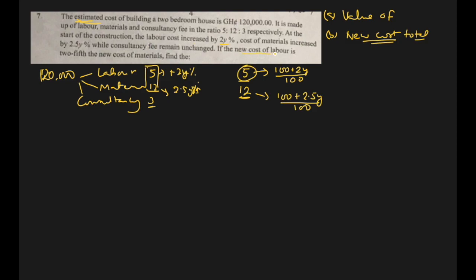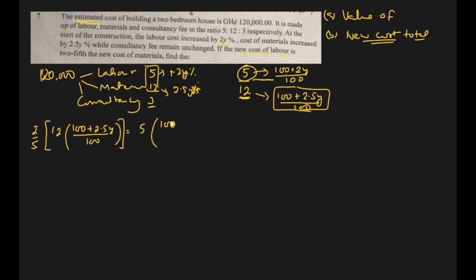And they're saying the new cost of labor is 2/5 of the materials. So this increased, right, of 12. So let's write 12 multiplied by 100 plus 2.5y over 100. This is 2/5 of the, okay, sorry, 2/5 of this. 2/5 of this is the new rate of labor. That's what it's saying here, cost of labor. So 5 times 100 plus 2y over 100.